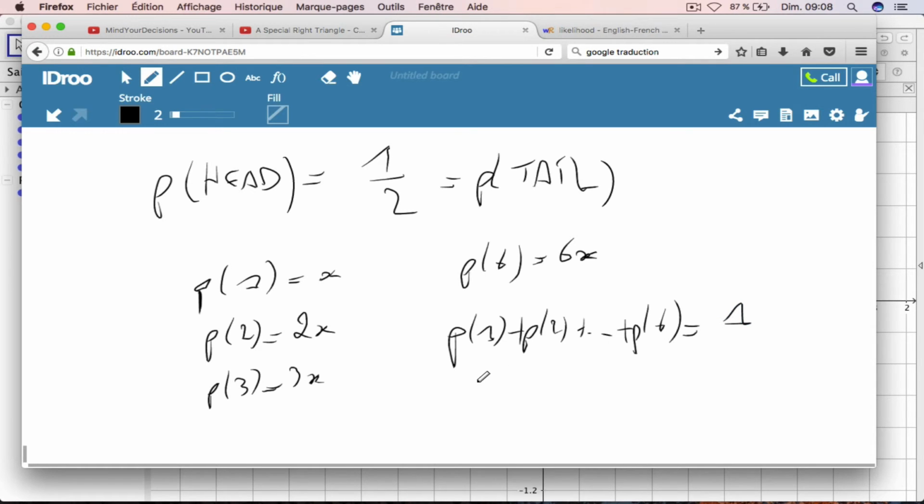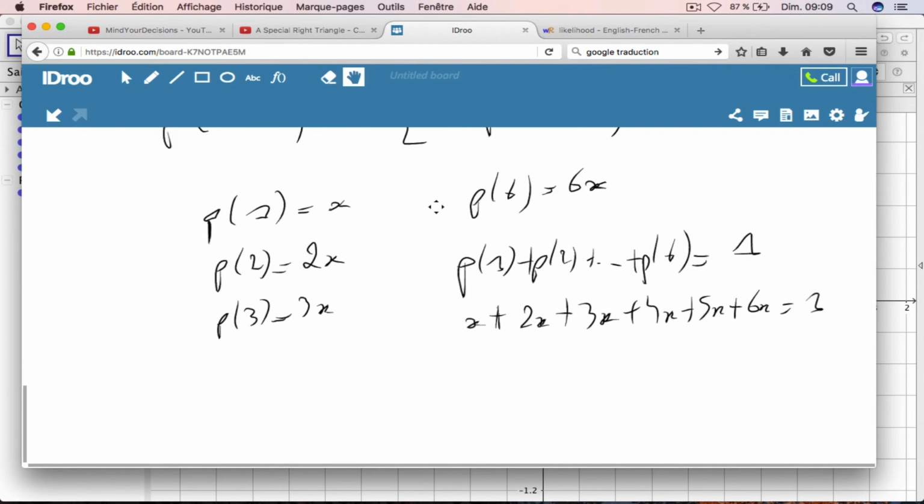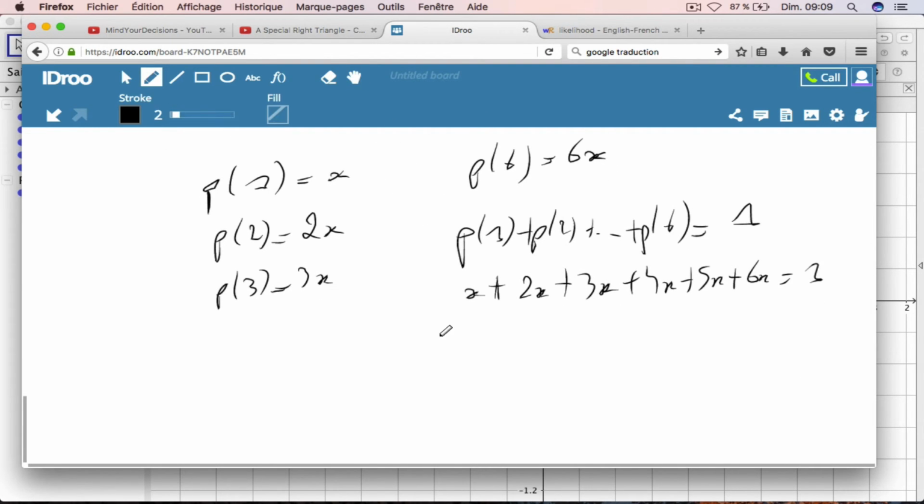So you can say you've got x plus 2 times x plus 3 times x plus 4 times x plus 5 times x plus 6 times x equals 1. So we've got a common factor. We can factorize by x. We can say that's x times (1 plus 2 plus 3 plus 4 plus 5 plus 6) equals 1.